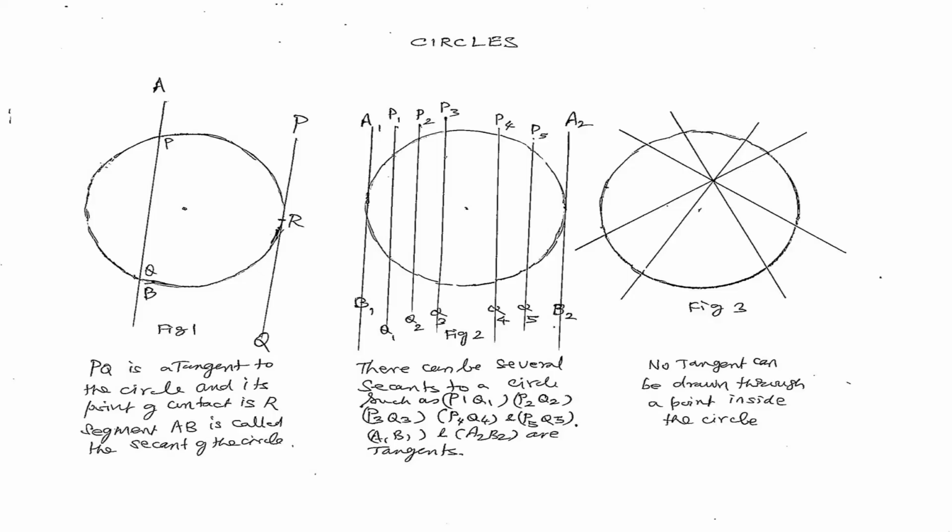In figure 2, there are several secants and two tangents to the circle. There can be several secants to a circle such as P1Q1, P2Q2, P3Q3, P4Q4, P5Q5. But there are only two tangents, parallel to each other, touching one point of the circle on the left and one point on the right. In figure 3, no tangent can be drawn through a point inside the circle. So a tangent is a line segment touching the circle at only one point.